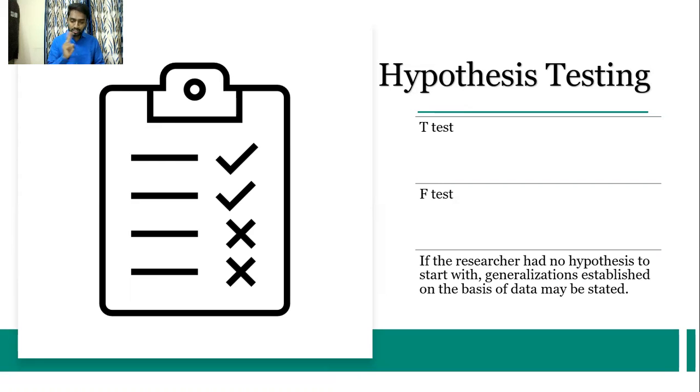So what is the result you're going to get from this hypothesis? You're going to get two results. One is true, another one is false. The hypothesis is true or the hypothesis is false. Next one is reproducible. Reproducible is where you are going to modify this hypothesis and work on it again. Those are the three results you're going to get from your hypothesis testing.